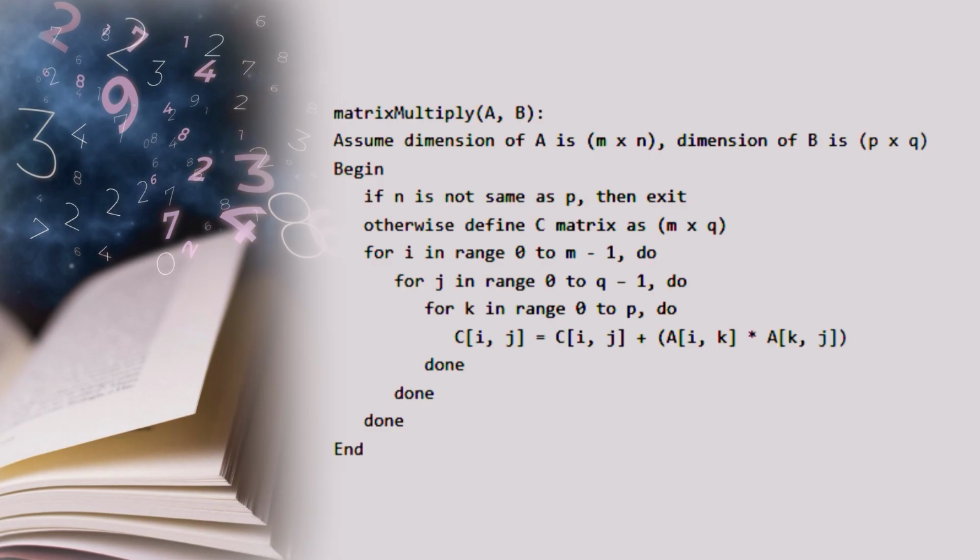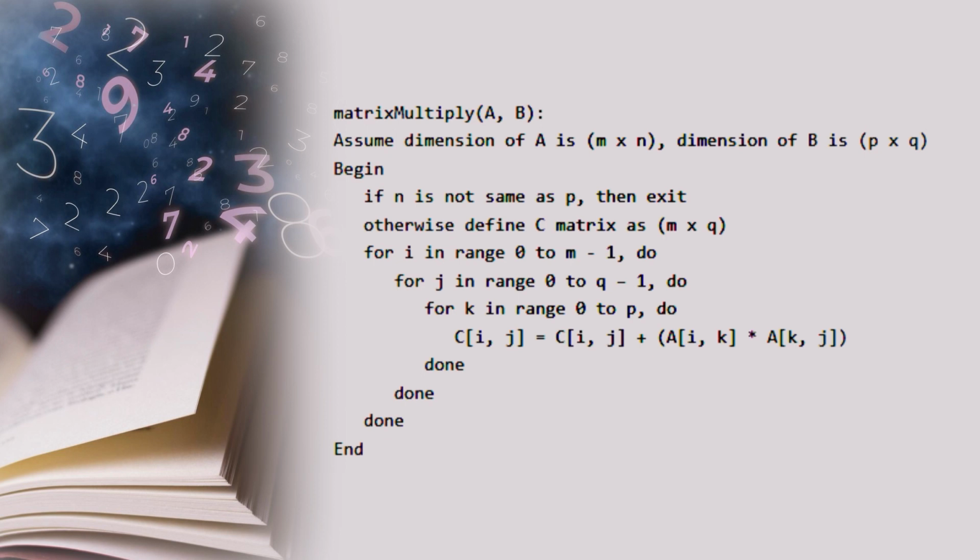So C00, if we consider this element of the resultant matrix C, that is the first row and first column, how can we get the value of C00? You have to do C[i][j] plus A[i][k] into B[k][j]. That is 1 into 1 plus 1 into 2, that is 1 plus 2 equals 3. So the C00 value will be 3.